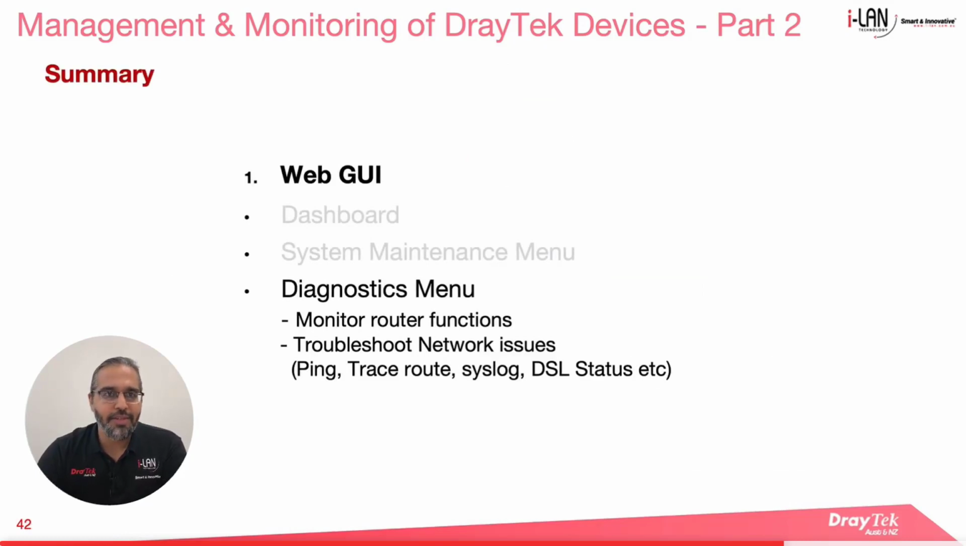Okay, this brings us to the end of our presentation today. To summarize, we continued from where we left off from our previous webinar and looked at the diagnostic options available in DrayTek routers. These tools help us to monitor router functions as well as aid in troubleshooting network issues with features like ping, traceroute, syslog, DSL status, and so on. Usually, these diagnostic tools will be your first point of call when you encounter a network issue before going to more complex troubleshooting tasks.